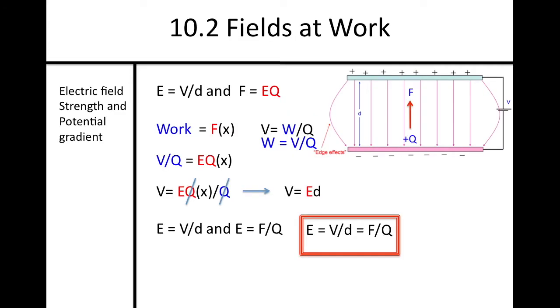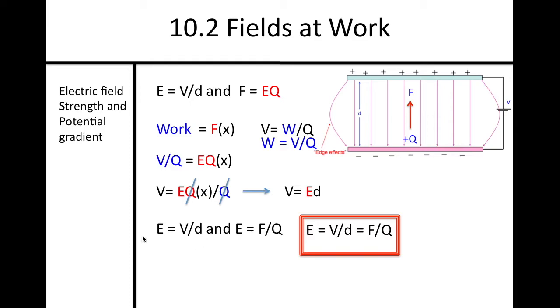Let's begin. Remember from Unit 5.1, we discussed the electric field between two charged plates. We learned that the electric field could be measured as the change in potential divided by the change in distance. We call this potential gradient. We can now show that this result is correct.